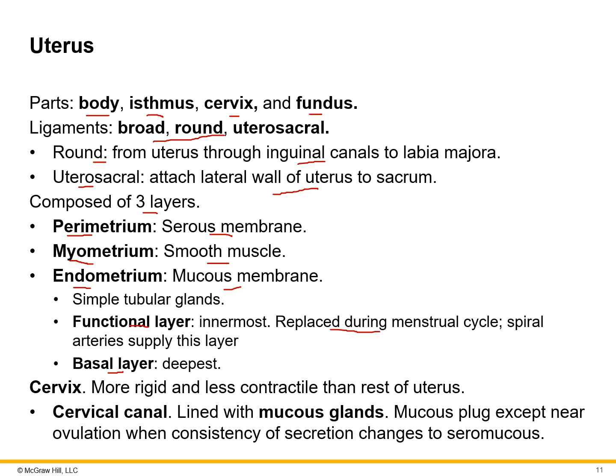And then finally, we have the cervix here. It's a bit more rigid, a little less contractile than the rest of the uterus there. And that cervical canal has mucus glands that go along it. And that mucus plug is there except whenever ovulation is going to occur, and that consistency of the secretion changes to more the serum mucus.